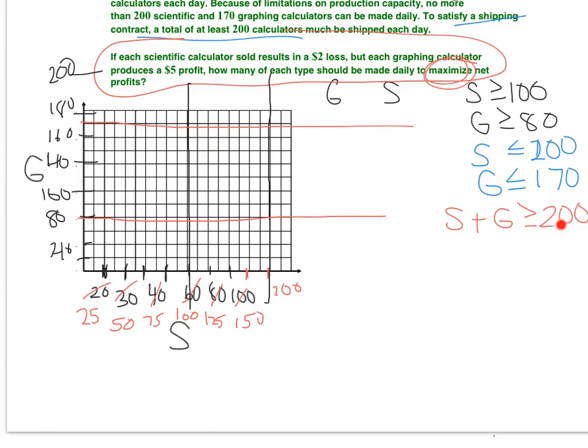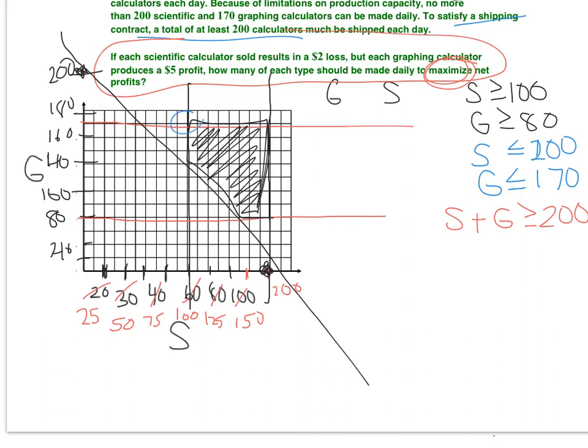And the last one is scientific plus graphing calculators have to be at least 200. So I'm going to do this by graphing intercepts. If I cancel out the S, the G is 200, so I put a dot at 200. And then I can do the same thing for S: cancel out the G, and the S is 200, so right here. Oof, didn't connect that very well. At the end it's greater than or equal to 200, so this part would be shaded. All of this, so where all of this overlaps is this shape right here.